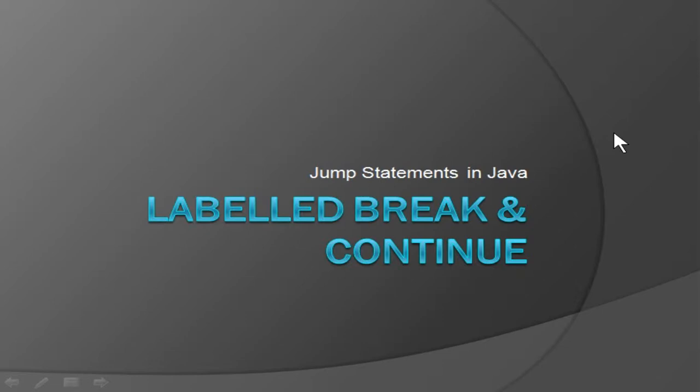If a loop has been executed for a number of iterations, and inside the body of the loop we have a break statement, when it gets executed it will terminate the current loop and come out of the body of the loop. That's how the break statement works.